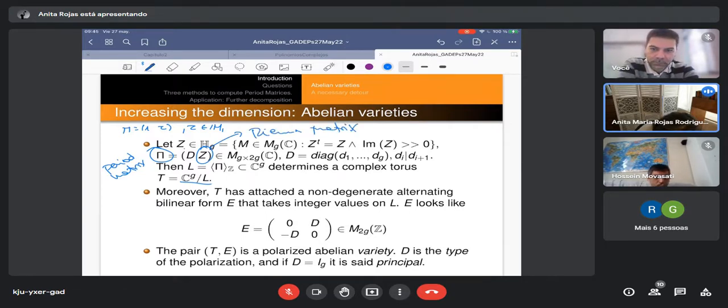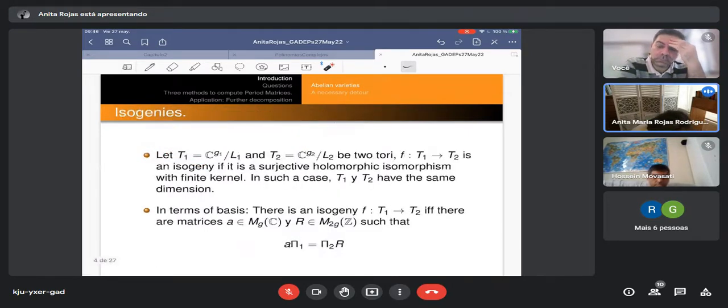Okay, and D is the matrix of the polarization. See, you put D there. So a lot of information about the variety is captured in the period matrix. And when we say given a variety, we are saying that we have the period matrix of that variety. That's the way that we are going to be dealing with those varieties.